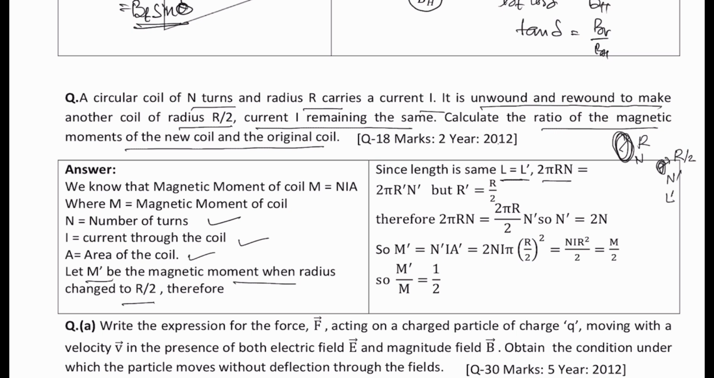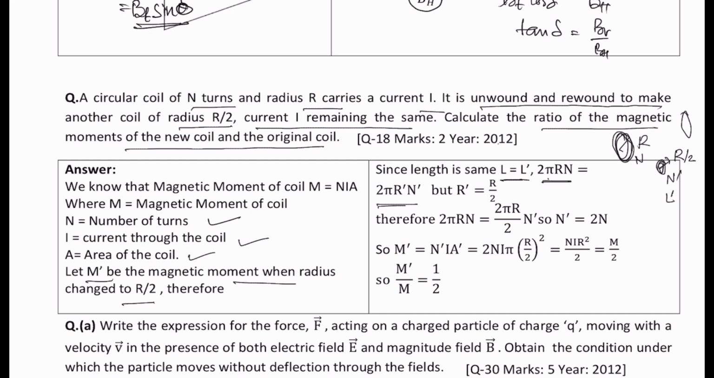So the total length of the wire is equal to 2 pi r into the number of turns. The length of one turn is 2 pi r, so the length of n turns is 2 pi r n, correct? This is equal to the total length of the wire when the radius is reduced to r by 2, which is 2 pi r dash into n dash, correct?